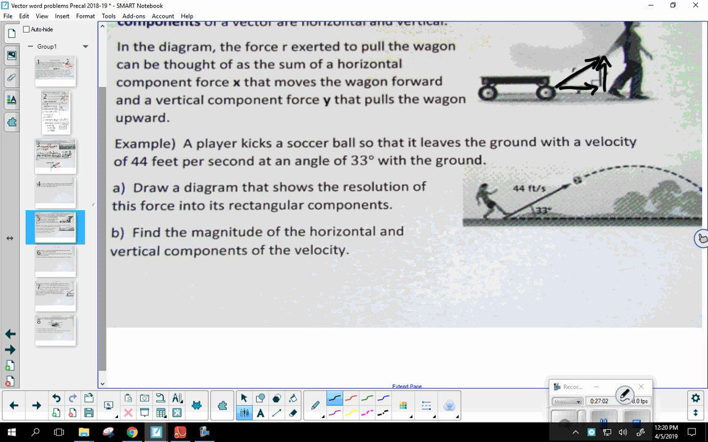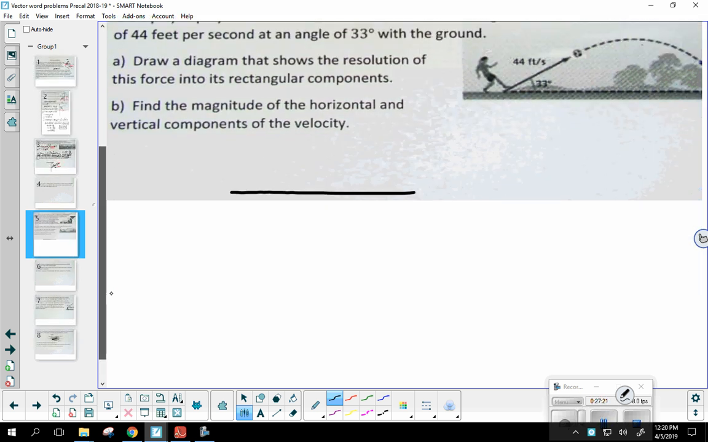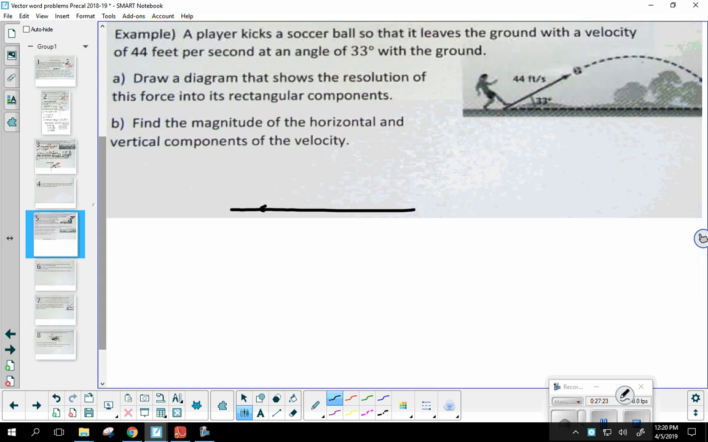It says a player kicks a soccer ball so that it leaves the ground with a velocity of 44 feet per second and an angle of 33 degrees with the ground. Draw a diagram that shows the resolution of this force into its rectangular components. Well, I've kind of already got you started here. Let's say here's the ground. And when the ball is kicked, it's going to follow a path like this. And ultimately, you know, it's going to turn into a parabola, but we're just talking about initially. Okay, when you first kick it.